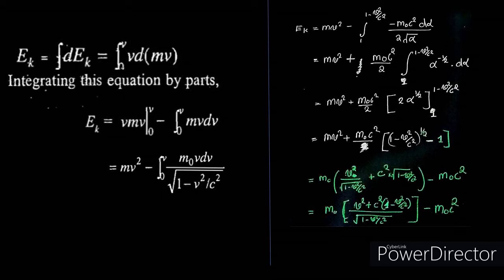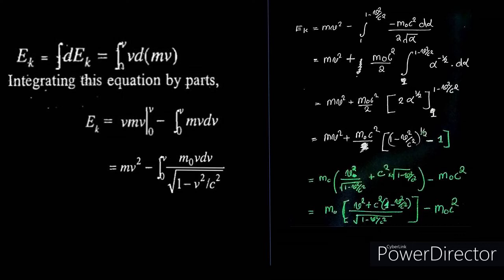Now if you substitute for m as m0 divided by square root of 1 minus v square by c square, and if you take the common term m0 outside, and expand the bracket, then you would get Ek is equal to m0 into v square divided by square root of 1 minus v square by c square plus c square into square root of 1 minus v square by c square minus m0 c square.